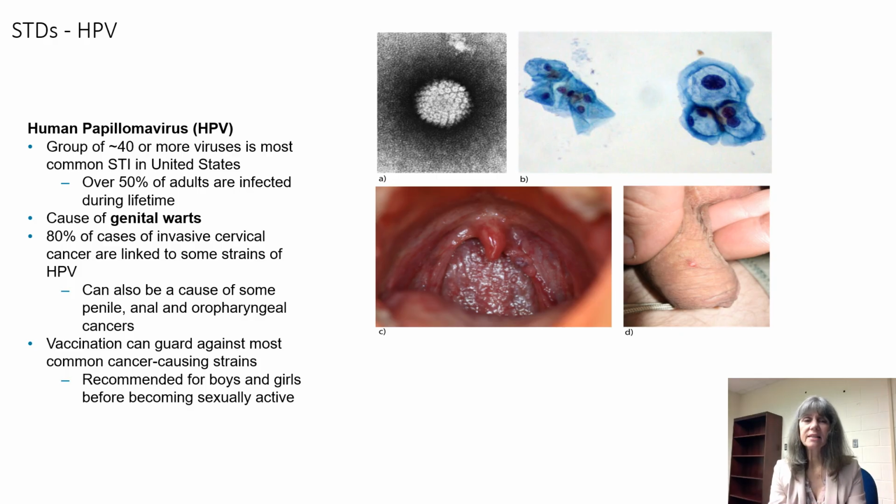Human papillomavirus includes a group of approximately 40 or more viruses and is considered the most common viral sexually transmitted infection in the United States. Over 50% of adults are going to be infected during their lifetime, and this is the cause of genital warts. About 80% of the cases of invasive cervical cancer are linked to some type of strain of human papillomavirus, and they can also be the cause of some penile, anal, or oropharyngeal cancers.